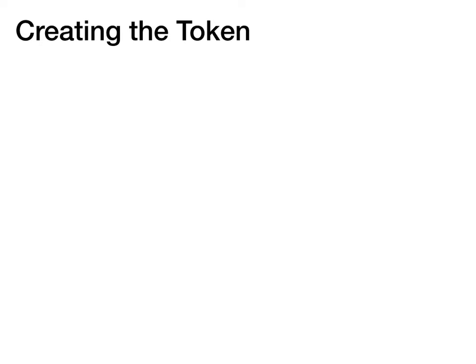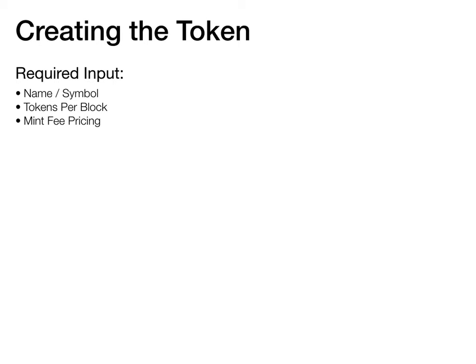So how do we go about creating one of these tokens? There are a few required pieces of information we have to put in here, and that's going to be the name and the symbol of our token, how many tokens we will be issuing per block. The purchasers will buy a block of tokens rather than a set number of tokens, so we say how many will get issued at a time. The mint fee pricing, which is just the equation for determining the fee for each block of tokens that is minted.